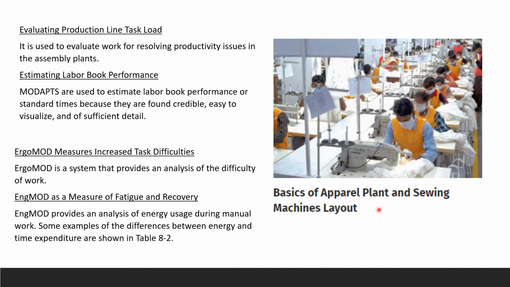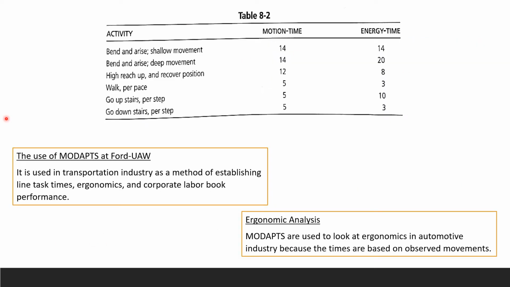So here you can see a basic apparel plant, and the sewing machine layout is right in there. In the automotive industry, like Ford, it's used in automotive and transportation, back to back. There we use MODAPS as a method of establishing line task times. Again Ergo, and then the corporate labor performance. We use MODAPS in the automotive industry because the times are based on observed movements.